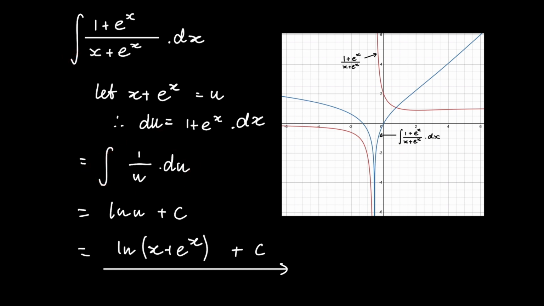And here's where the problem comes in. Taking the natural log of u. It should actually be the natural log of the absolute value of u, which means that this answer would have been the natural log of the absolute value of x plus e to the x.